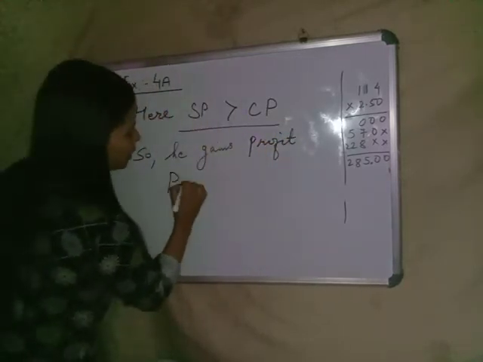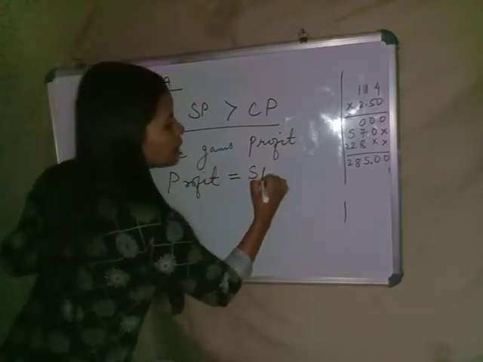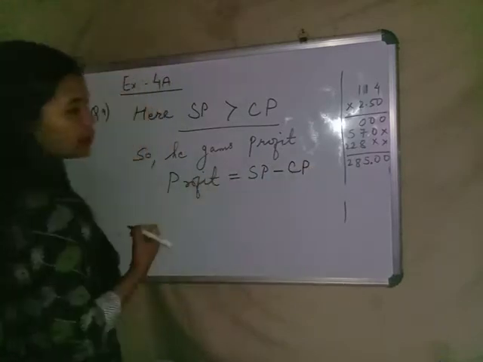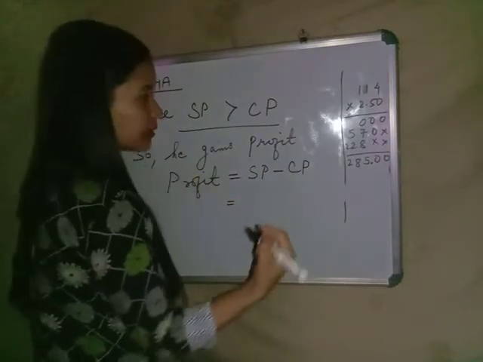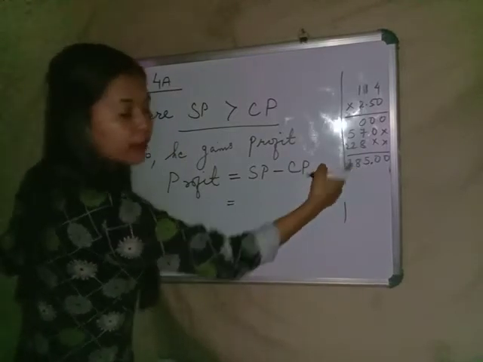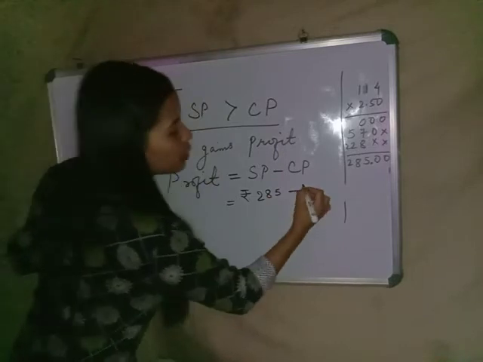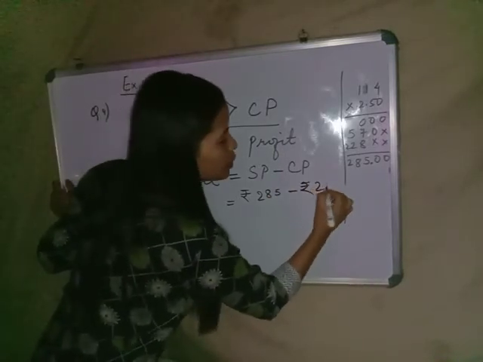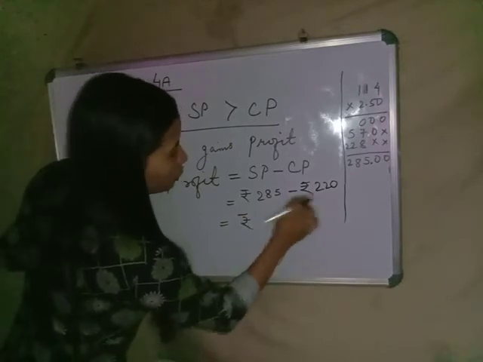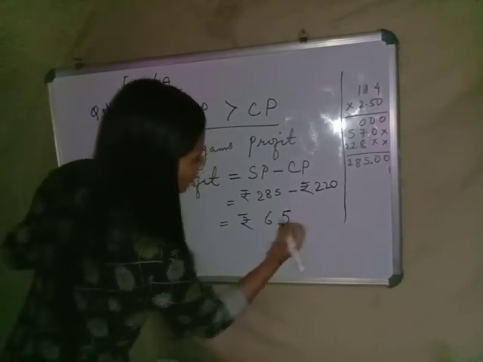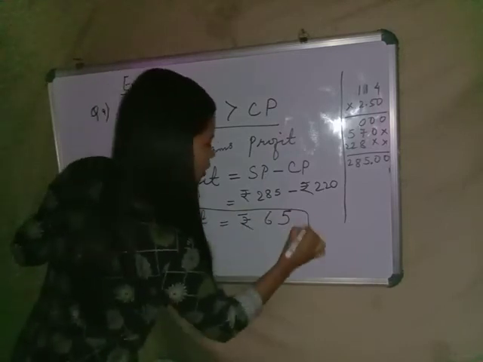So how much profit is he in? So profit will be equal to selling price minus cost price. Okay. So after selling 114 fresh eggs, he is earning rupees 285. And the cost price of 10 dozen eggs was rupees 220. So he is at a profit of rupees 65. So the profit incurred in the whole transaction is rupees 65.